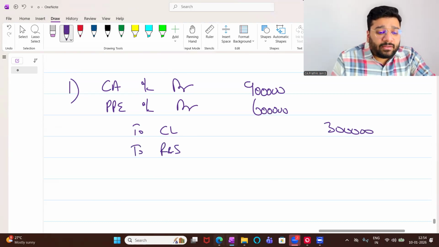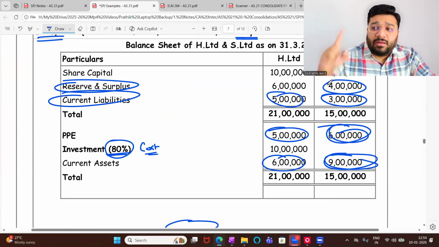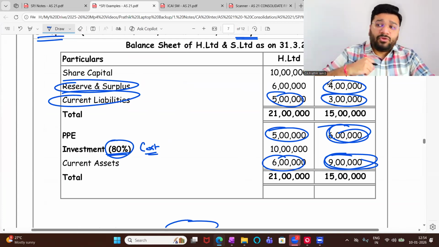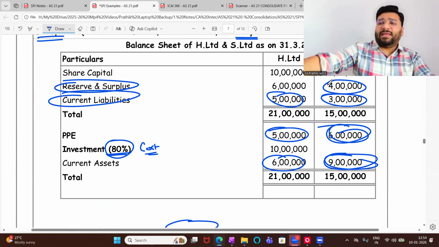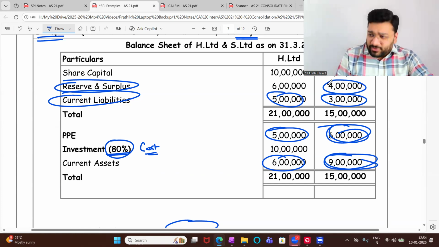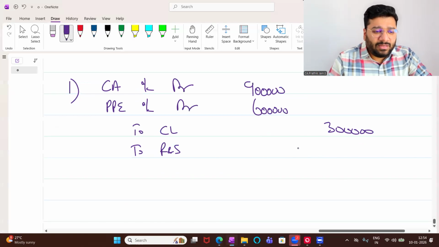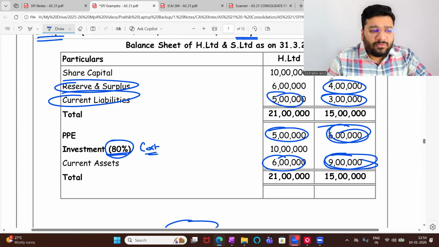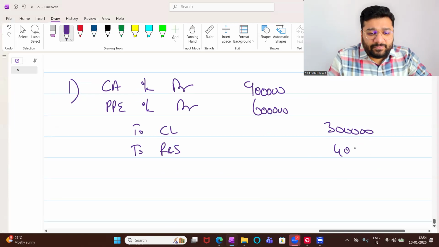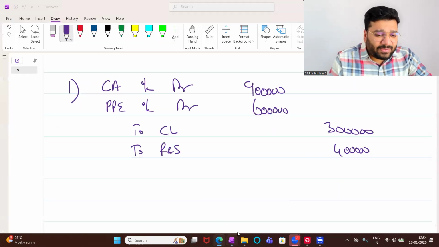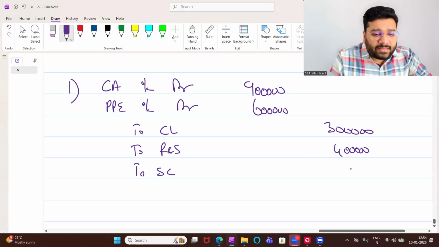To reserve and surplus, who will take? 4 lakh. Until last class, I didn't put reserve and surplus. Every class, the level of your challenges will go up. Now reserve and surplus is coming. That also will take it. Will you say, no, no, reserve and surplus, you don't come with me, only capital you come? Poor fellow, reserve and surplus. Take him also, your friend only. Reserve and surplus will also come along. Understood? 4 lakh. Share capital how much? 8 lakhs. To share capital, 8 lakhs.